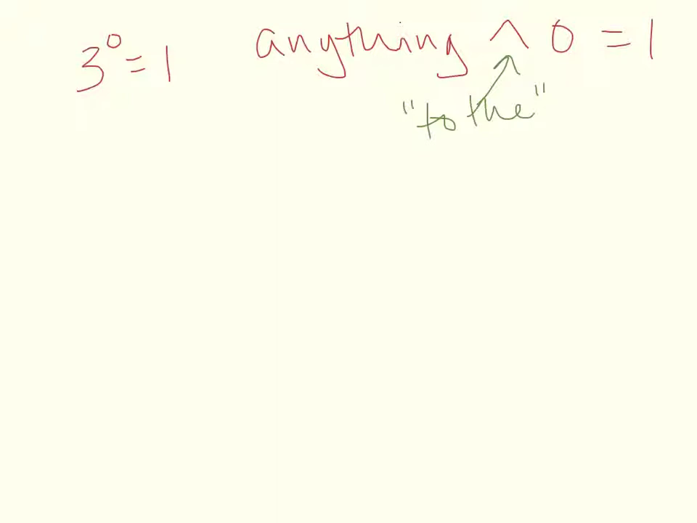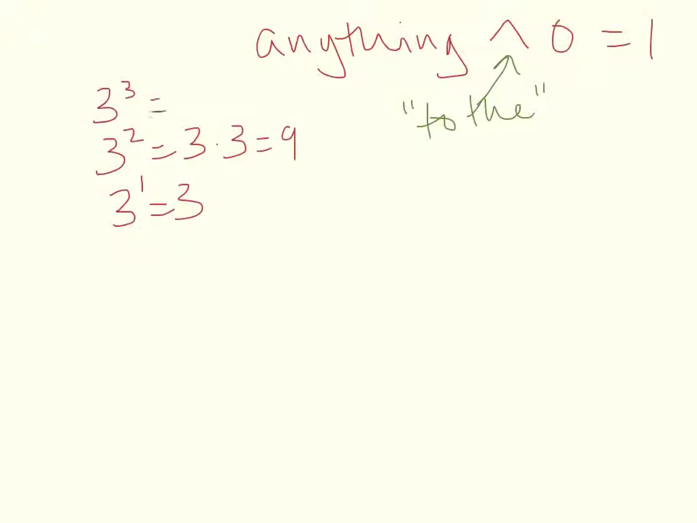Okay, so here's why. We're going to use 3. So we know 3 to the 1 is 3. We know 3 squared is equal to 3 times 3, which is 9. 3 to the 3 equals 3 times 3 times 3 equals 27.